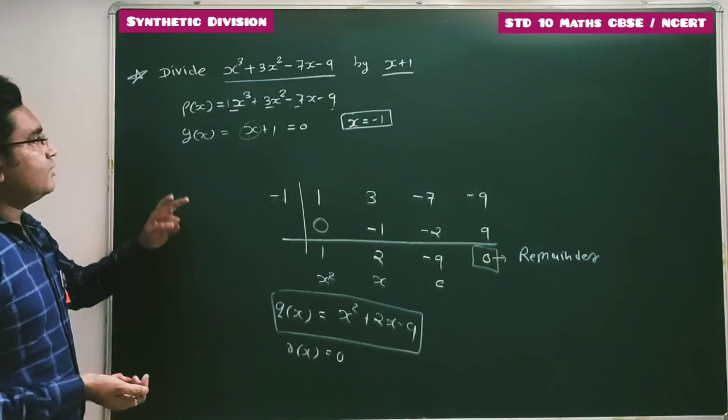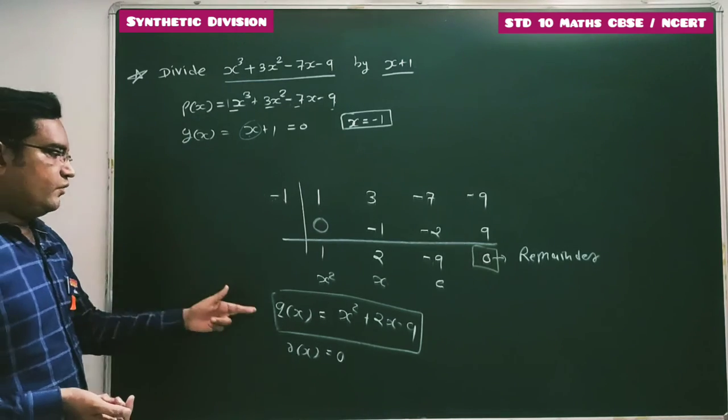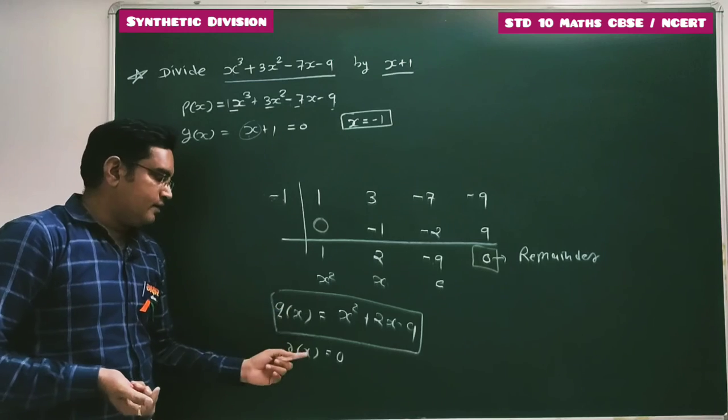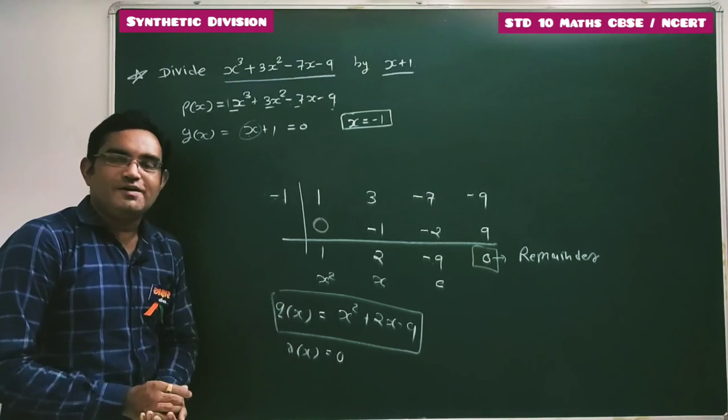Clear, students? So after performing the division of the polynomials p of x and g of x, we get q of x as the quotient and r of x as the remainder polynomial. Done? So pause this video and note it down.